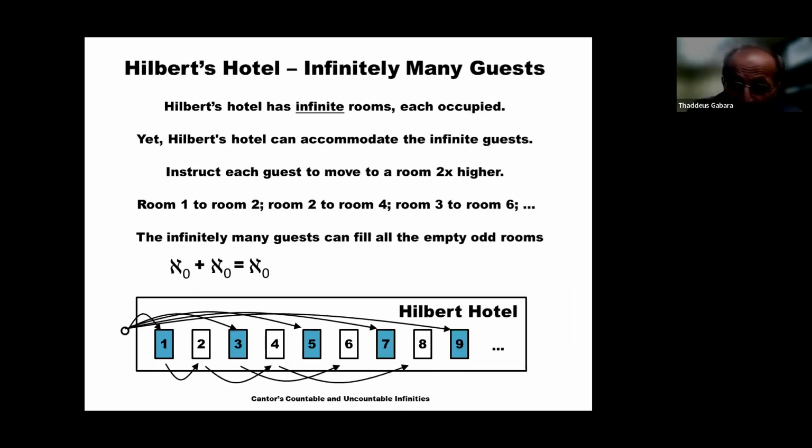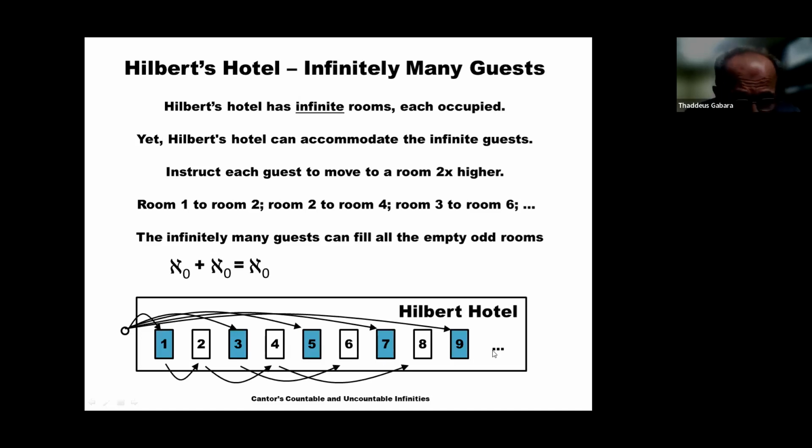As a matter of fact, Hilbert has infinitely many guests that arrive. His infinite rooms are all full, but he can still fit all of his infinite guests. What he instructs his guests to do is, whatever room you're in, move to a room that's 2 times higher. So 1 moves to 2, and then 2 moves to 4, and 3 moves to 6. So now we start emptying out all of the odd rooms in Hilbert's hotel.